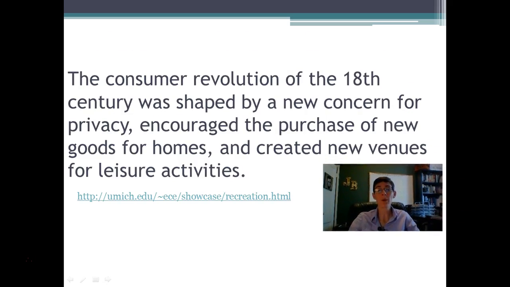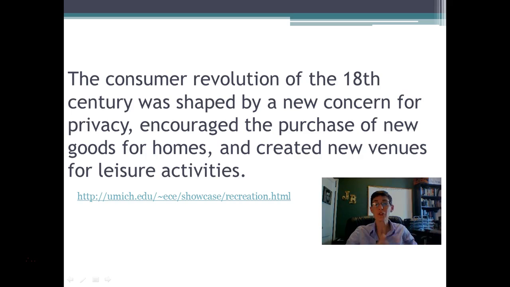All right, so now I want to show you this standard. The consumer revolution of the 18th century was shaped by a new concern for privacy. This encouraged the purchase of new goods for homes and created new venues for leisure activity.